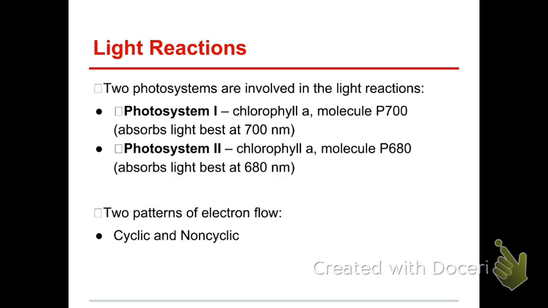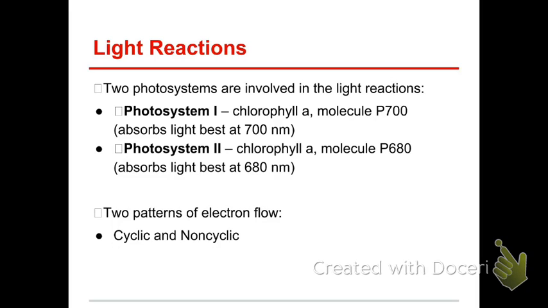So, there are two of these things called photosystems involved in the light reaction. And a photosystem is just a collection of molecules, a collection of pigments basically, that are all working together to absorb as much energy as possible. And scientists have so far discovered that there are two different systems involved, and they just call them Photosystem I and Photosystem II. And they named them basically on when they were discovered. There's no rhyme or reason to why it's called Photosystem I, other than that that's the first one they found.